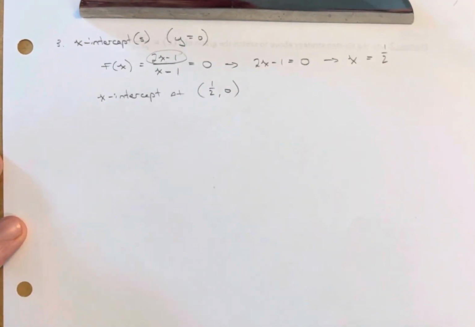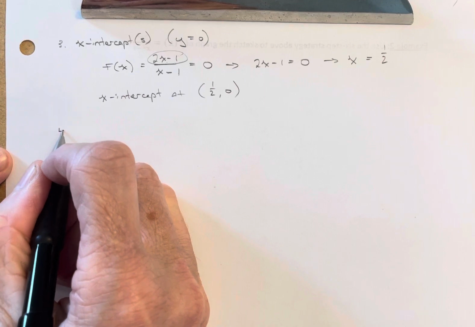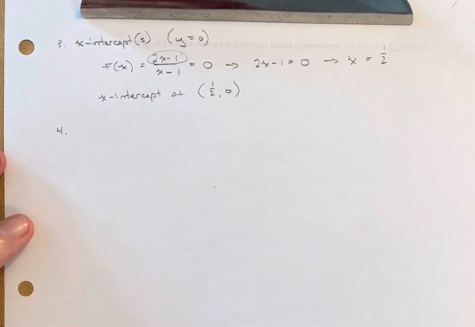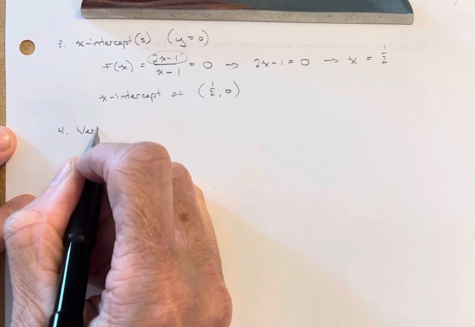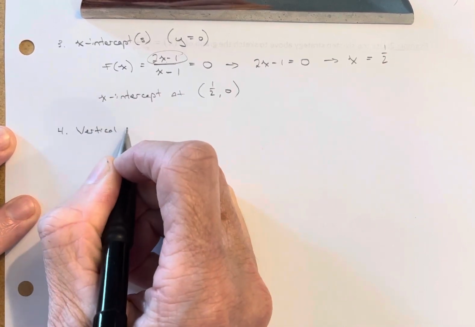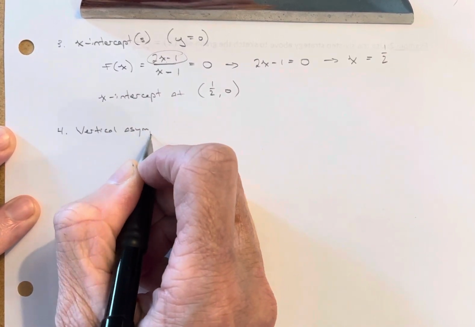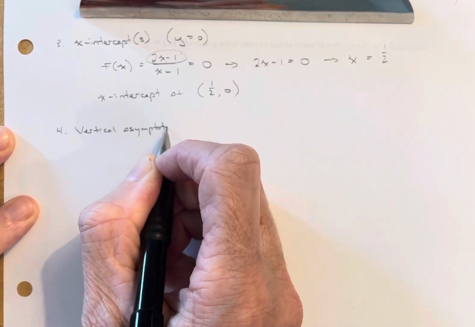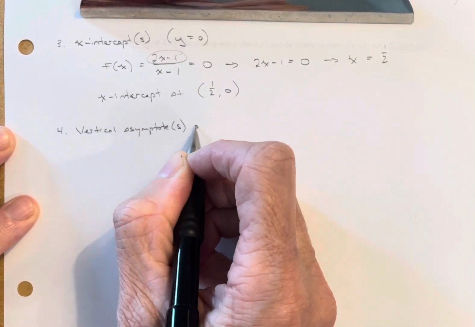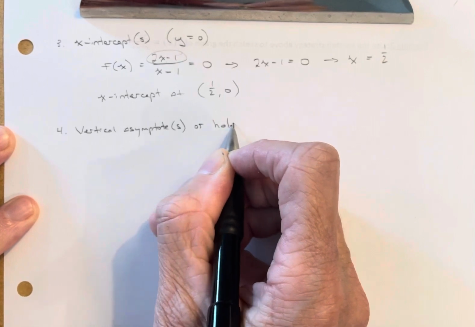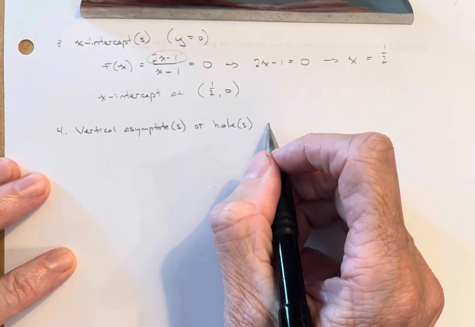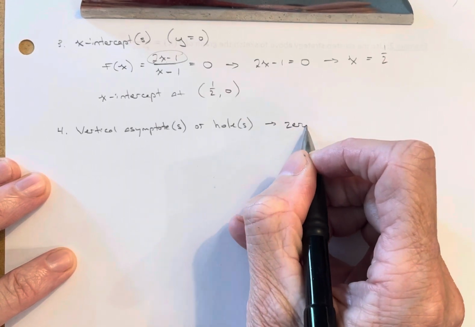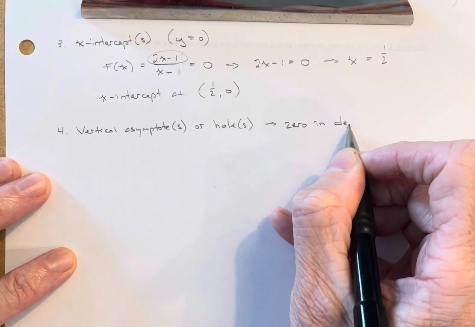Okay, let's take a look at vertical asymptotes or holes. We can have more than one, so vertical asymptotes or a hole or holes. Okay, and this is where, as a reminder, this is my 0 in my denominator.